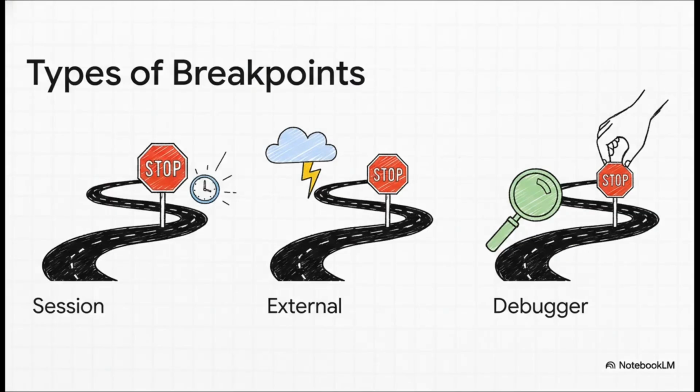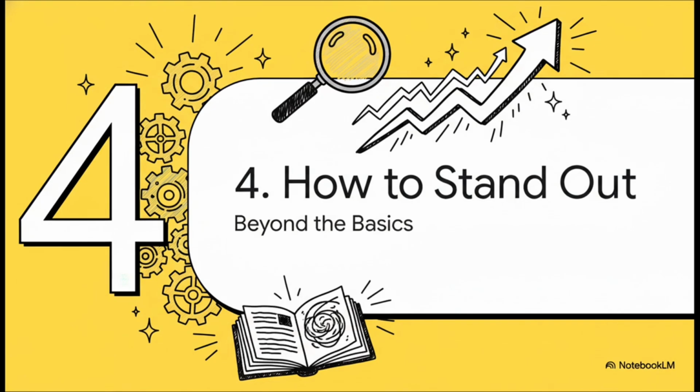Okay, so once you're inside the debugger, how do you tell it where to stop? Well, that's where breakpoints come in. A session breakpoint is your standard temporary stop sign. It goes away when you log off. An external breakpoint is what you'll use for things like web services when a call is coming in from an outside system. And a debugger breakpoint is just a quick, on-the-fly stop you set while you're already in the middle of debugging.